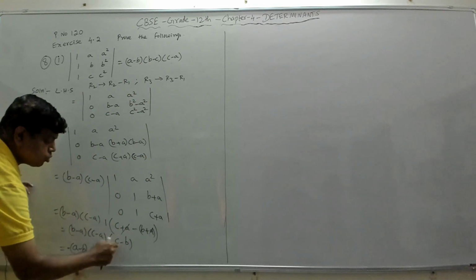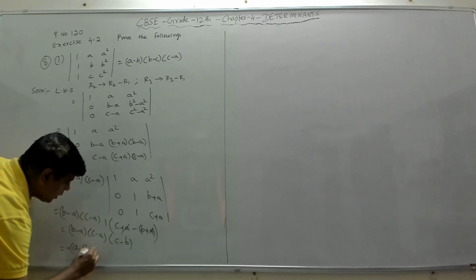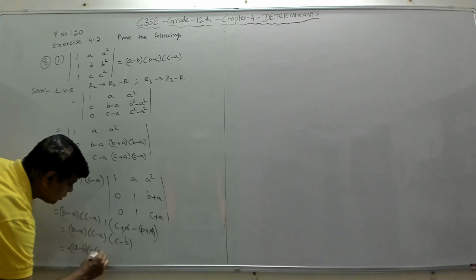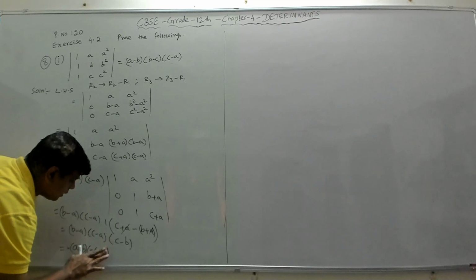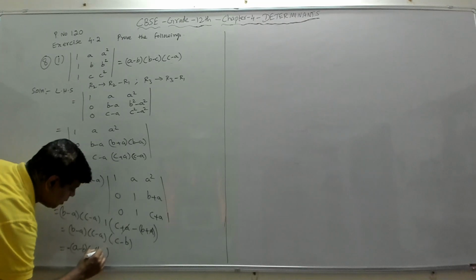So I will interchange these two also. Then that will throw a minus. So that will give another minus. This can be written as minus of C minus B. Sorry, minus of B minus C.